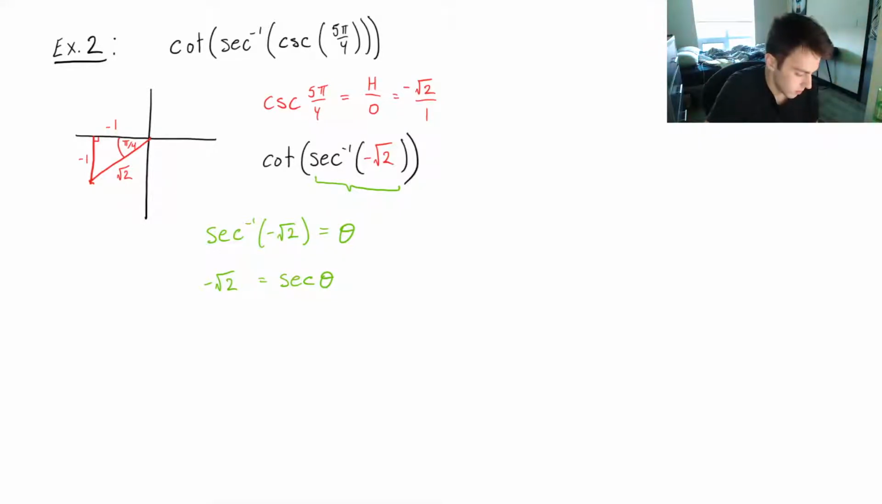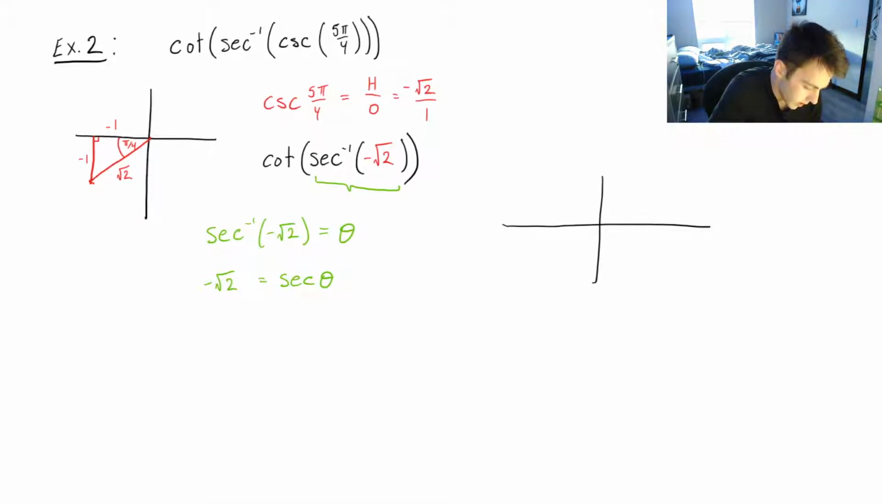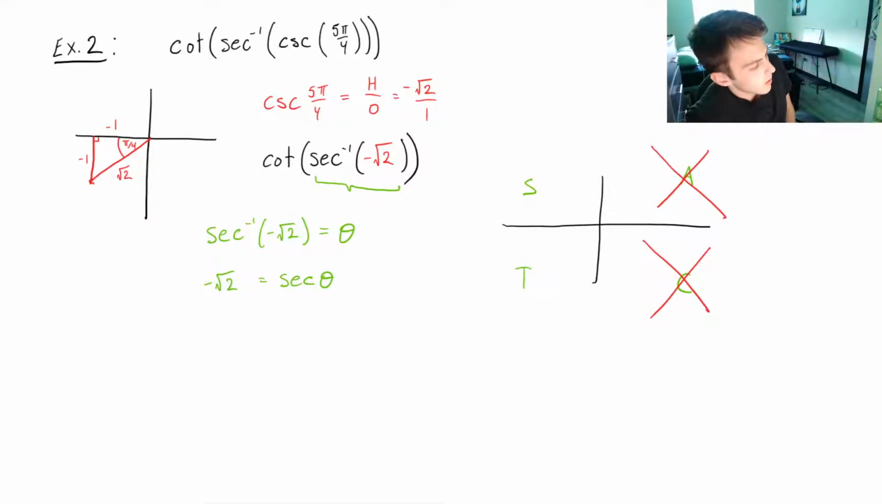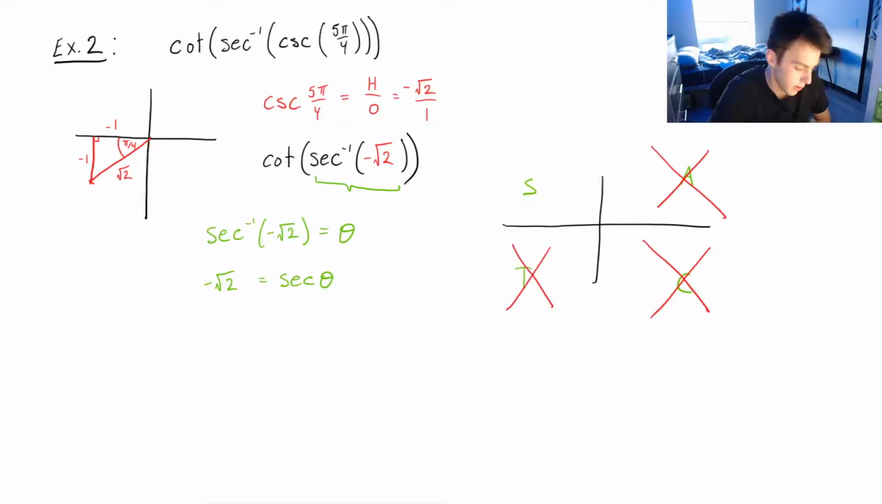So now let's draw out our CAST rule. And we know that we're working with a negative value of secant. And secant is just 1 over cos, which means that our cosine is going to be negative. So it can't be in the fourth quadrant. It's definitely not going to be in the first quadrant where all of the values are positive. So it's either going to be in the second or the third quadrant. What we need to remember here is that we were taking the secant inverse of negative square root of 2, and the range of arcsecant is between 0 and 2 pi. So because of this, we know that it's not going to be in the third quadrant either. So our value is going to be in the second quadrant.